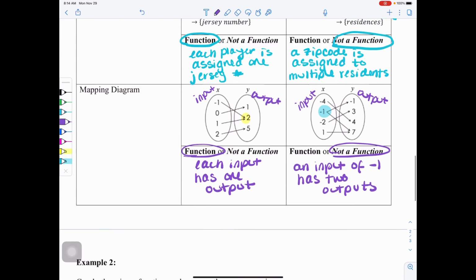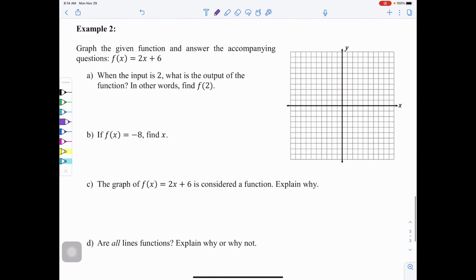Now let's see how we apply this idea of function to an example with a graph. It says, graph the given function and answer the accompanying questions. f of x equals 2x plus 6. First, we're going to graph it.